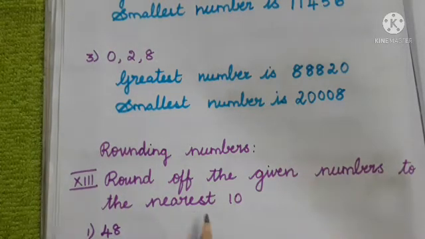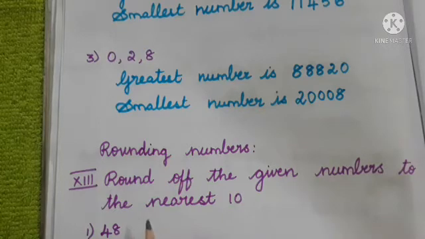So nearest 10 means we have to find the tens. Nearest 10 means what? 10, 20, 30, 40, 50, likewise it goes on. So near 48, what numbers will come? Nearest 10, yes, 40, otherwise 50, isn't it? So 48 lies between the 40 and 50.